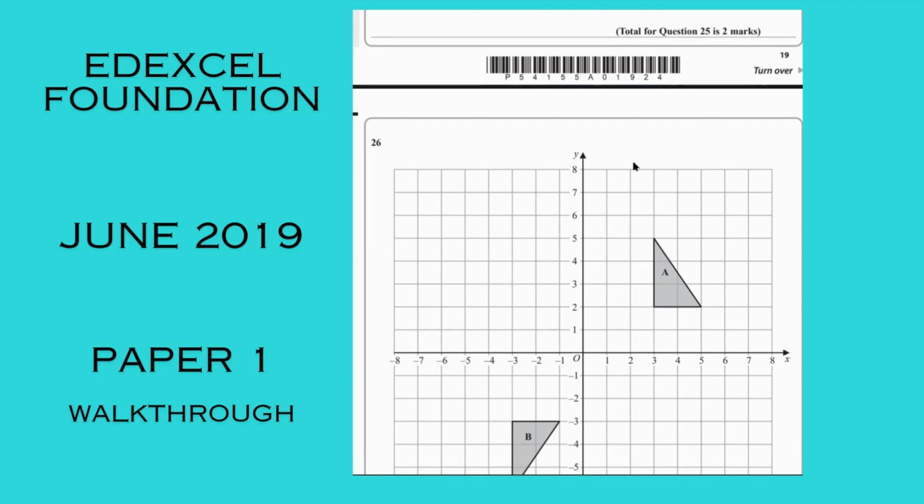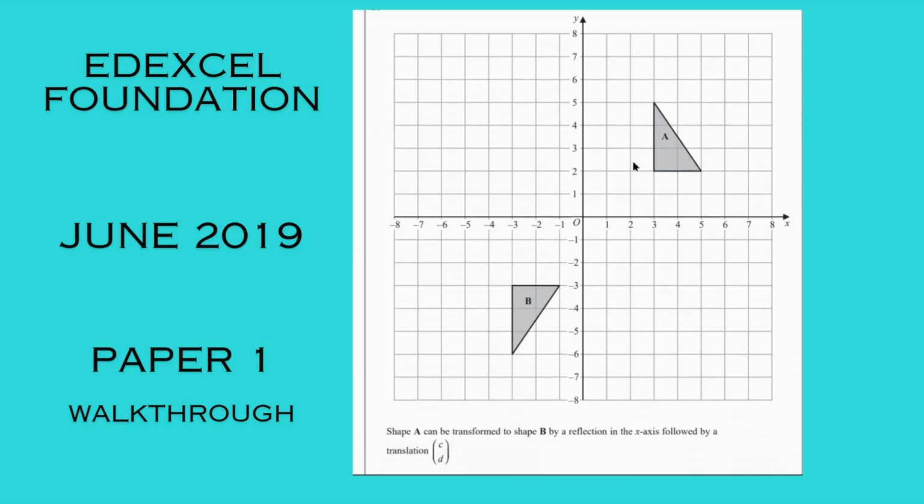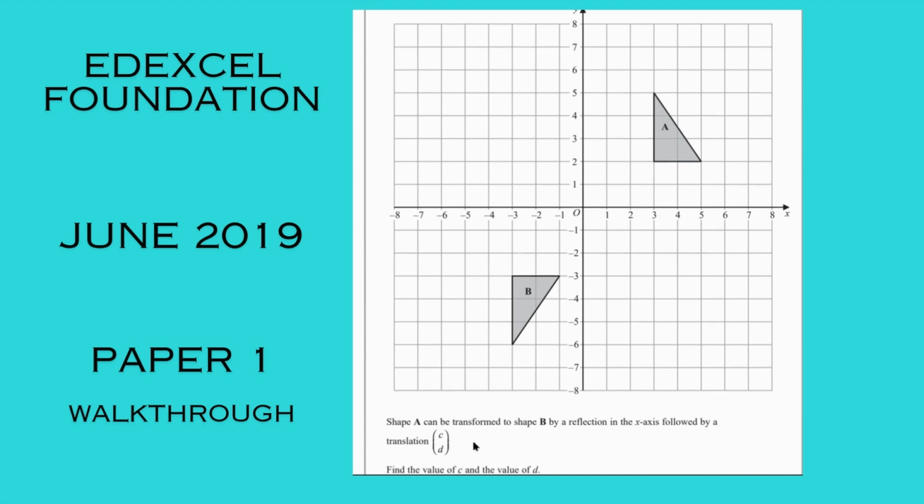More drawing skills for number 26. Here we go. So shape A can be transformed to shape B by reflection. So worry about that bit first. Let's reflect it in the x-axis. It's 2 squares above. It's going to be 2 squares below and upside down. That's the image of A.